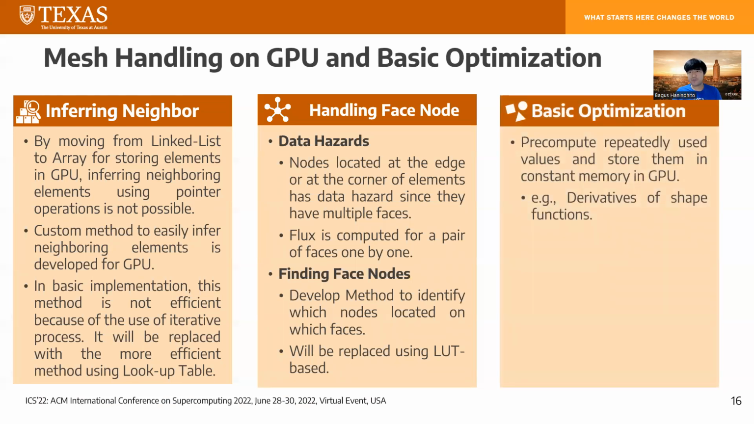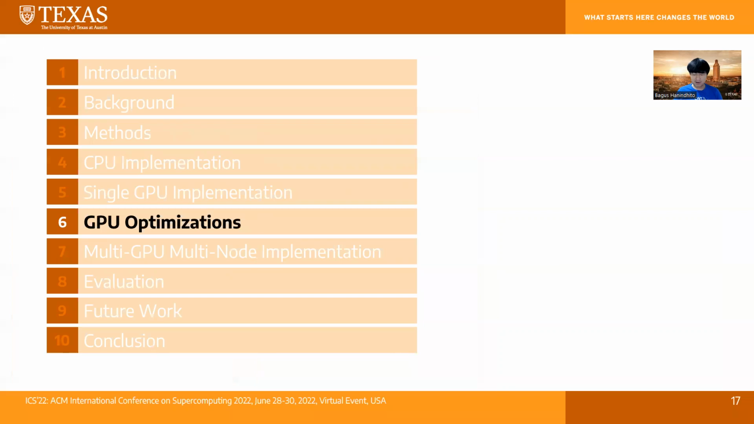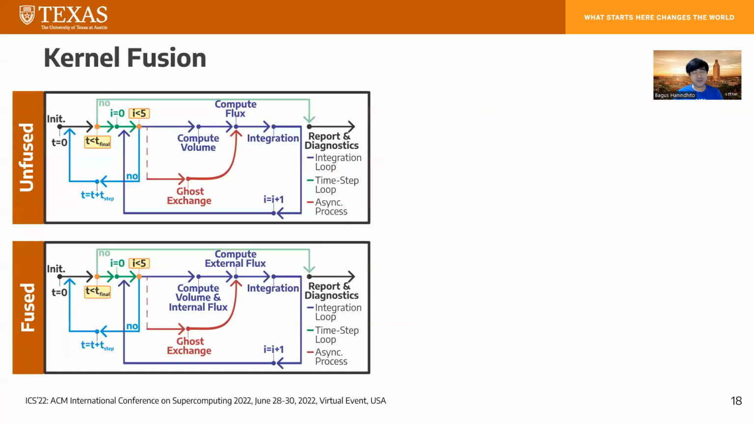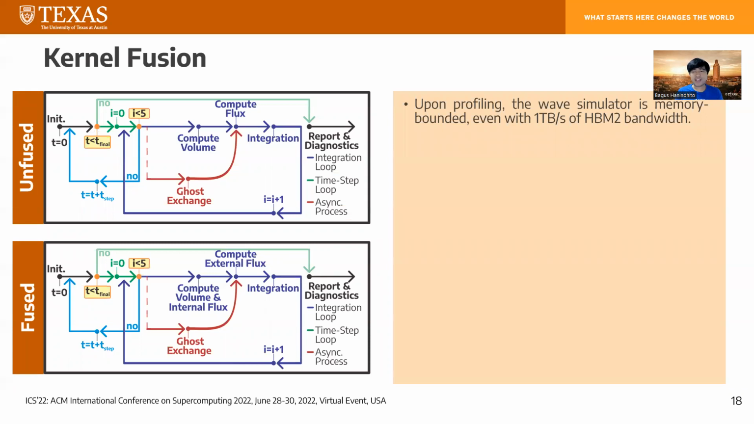We also perform some basic optimizations, such as precomputing repeatedly used values and storing them in the constant memory of the GPU. And we also do loop refactoring and unrolling to reduce branches or divergence. Now we have a basic GPU implementation. So we profile our basic GPU implementation to see which bottlenecks limit our performance. Based on that, most of the performance limitation comes from the memory-bound nature of these wave simulators, even with 1 terabyte per second of HBM2 memory bandwidth.